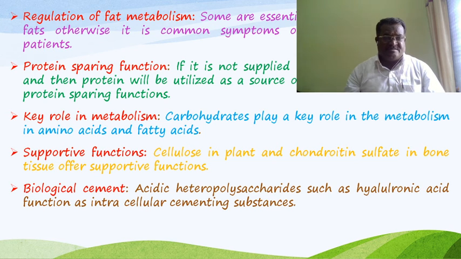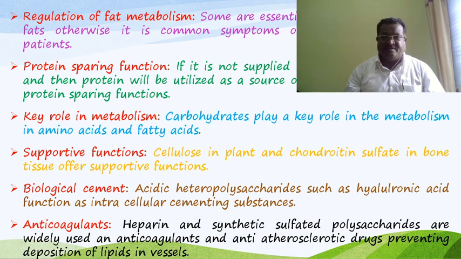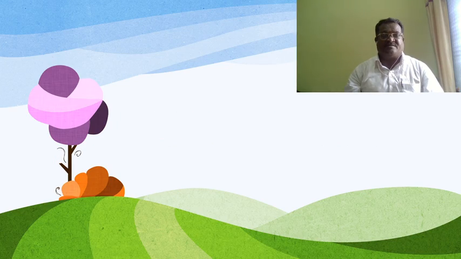Then the biological cement. It acts as a biological cement, that is, acidic heteropolysaccharides such as hyaluronic acid function as intracellular cementing substance. Then the anticoagulant. Heparin and synthetic sulfated polysaccharides are widely used as anticoagulant and anti-atherosclerotic drugs, preventing deposition of lipids in the vessels. So these are the important functions or properties of carbohydrates.